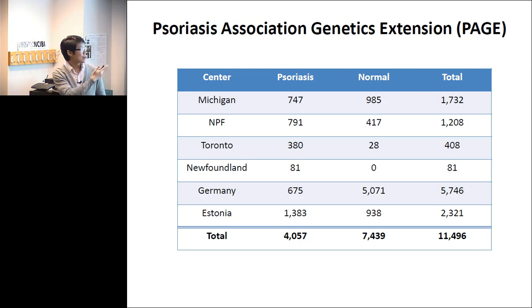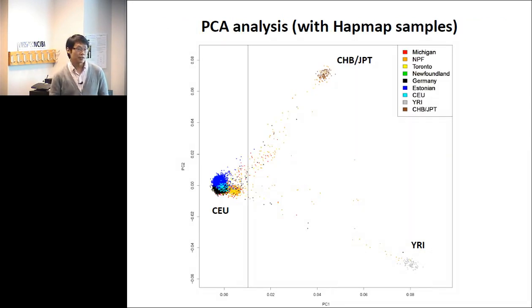Yep. So we have 1,700 people from here from UM. Because we focus our study on identifying associated loci in Caucasians, we only try to genotype individuals that self-report to be Caucasians.